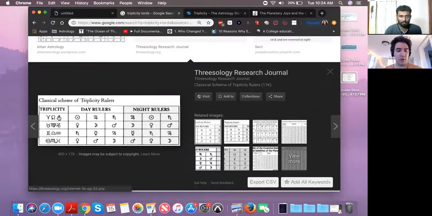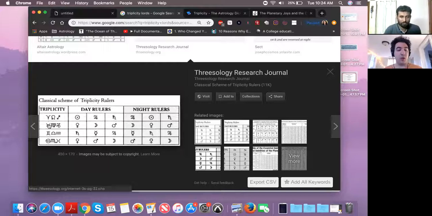So for all the fire signs in a day chart, a chart where the sun is above the horizon, the person was born during the day, the triplicity lords in this order are Sun, Jupiter, and Saturn. And same for the rest of the signs, okay? Right, for earth signs, we have this order: Venus, Moon, Mars.